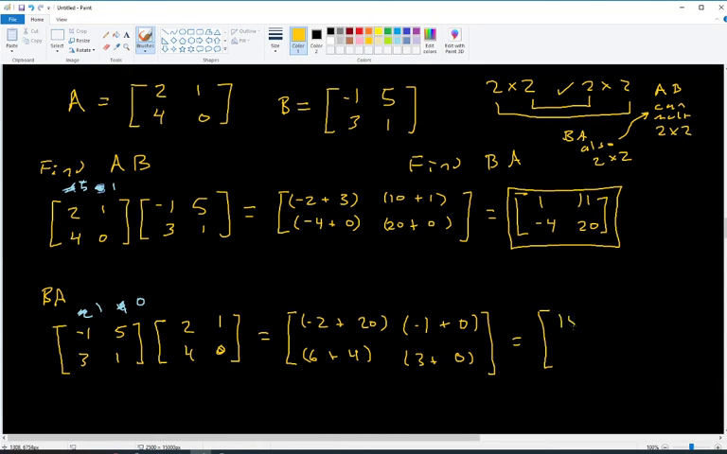-2 plus 20 is 18. 6 plus 4 is 10. -1 plus 0 is -1. 3 plus 0 is 3. And we can see this matrix is very different than this one.